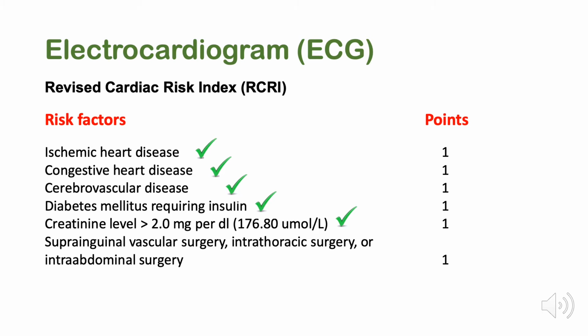We use the revised cardiac risk index. So these include 5 clinical risk factors and 1 procedural risk factor. So ischemic heart disease, congestive heart disease, cerebrovascular disease, diabetes, creatinine more than 2 milligram per deciliter, and a procedural risk of suprainguinal vascular surgery, intrathoracic or intra-abdominal surgery.